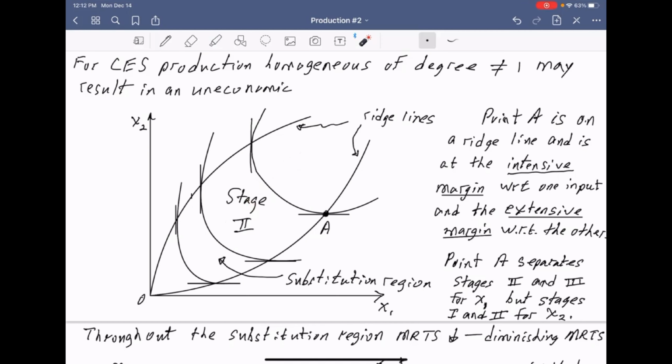So point A is on a ridge line and is at the intensive margin with respect to one input, and on the extensive margin with respect to the other. So point A separates stages 2 and 3 for x1. So stages 2 and 3 are separated. Here's 2, here's 3. And it separates stages 1 and 2 for x2. So in this direction, we have stage 2 here, and down below, we have stage 1.